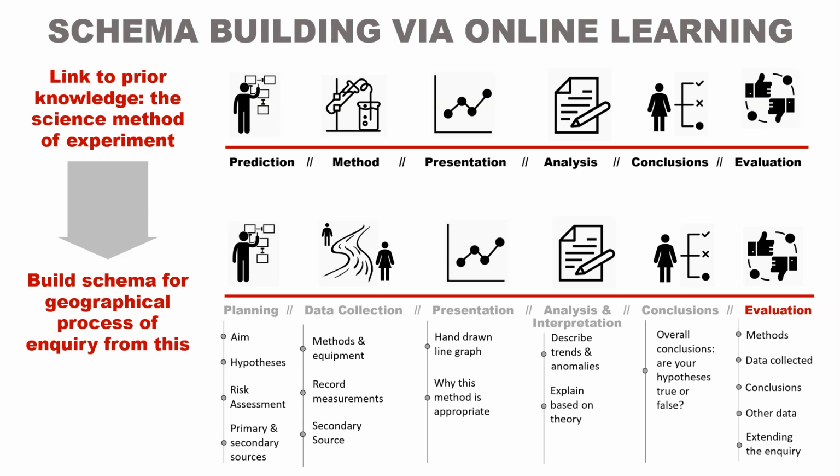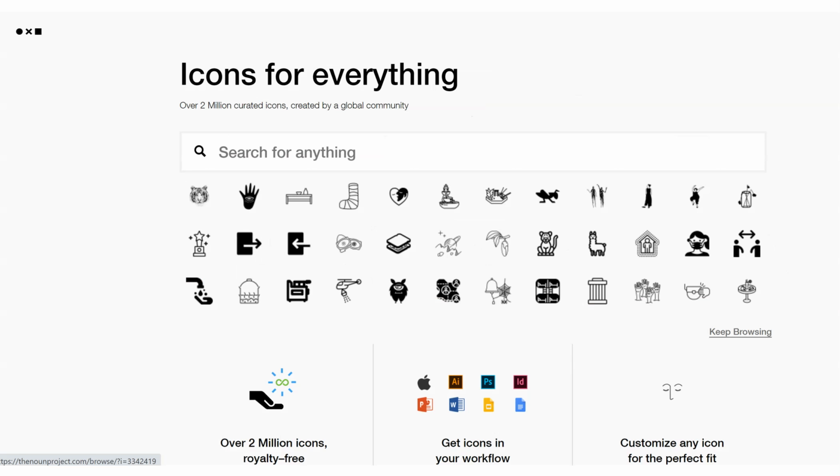Just in case you're interested in where you can get those little icons, you get this on a website called the Noun Project, and you can just search for anything like that and you can pull those icons in.